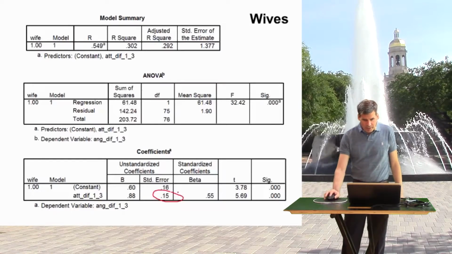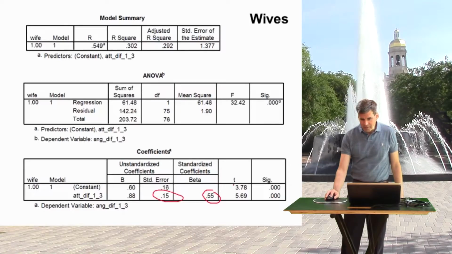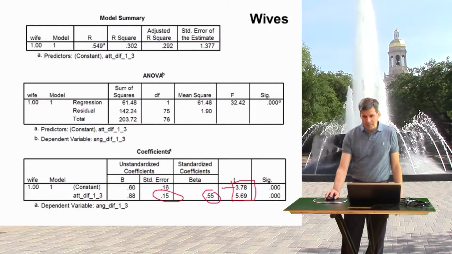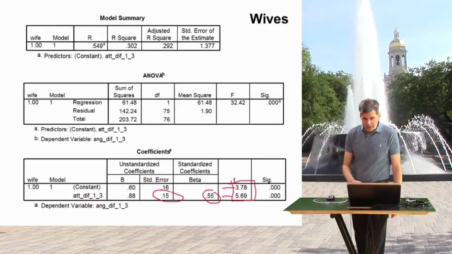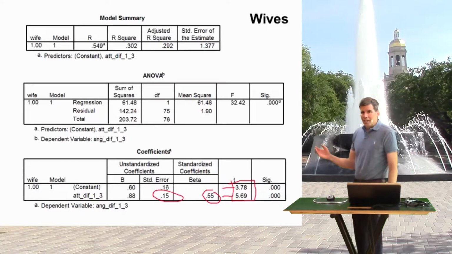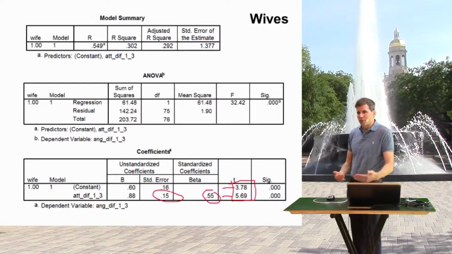And let's see what else we've got down in this bottom table. There's our standardized beta. We saw that just a moment ago. And then we have t-values. And again, we have a t-value for our intercept and a t-value for our slope. The t-value for our intercept is 3.78. And again, we don't care about that. That would be for testing the null hypothesis that your intercept is 0.